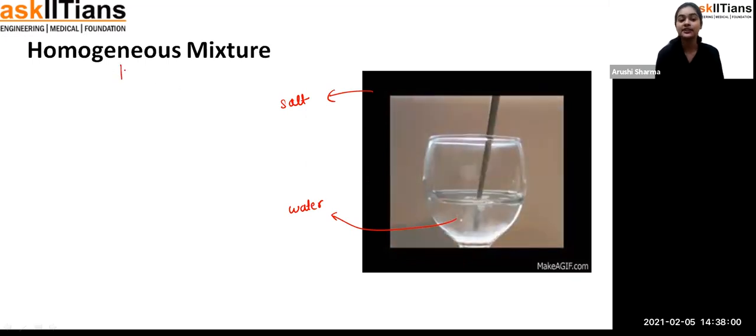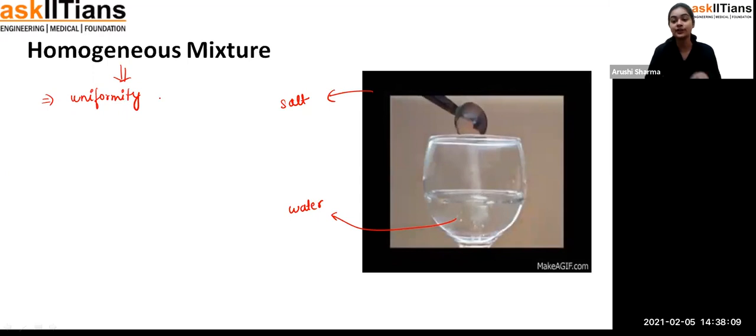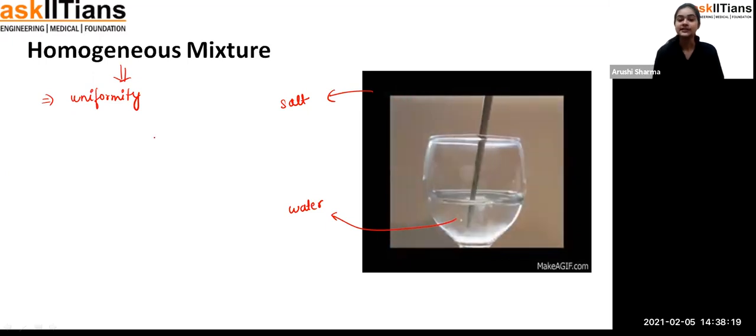And that is why, students, homogeneous mixtures always follow uniformity. Uniformity means that when the salt is completely soluble, you will not be able to find out where the salt is. So that's how we can see that it is a kind of uniformity. Okay. Now, students, this is the salt and water example.